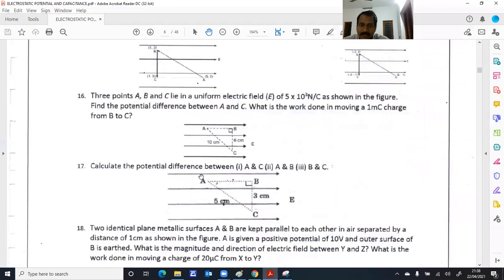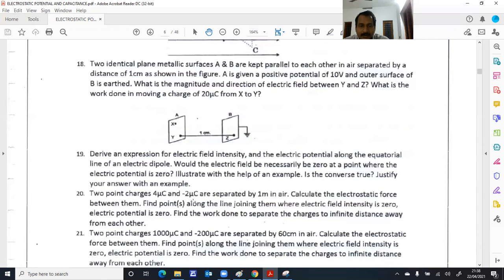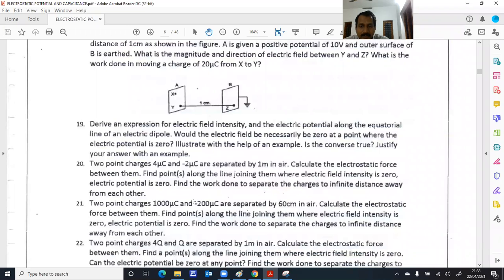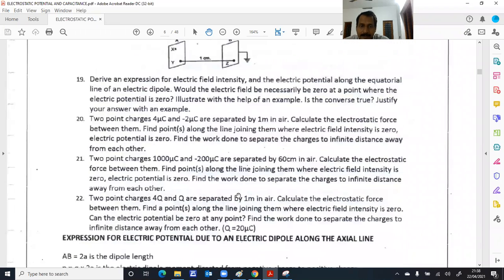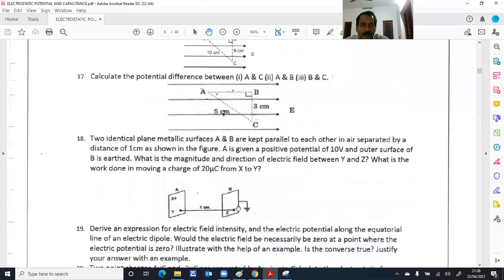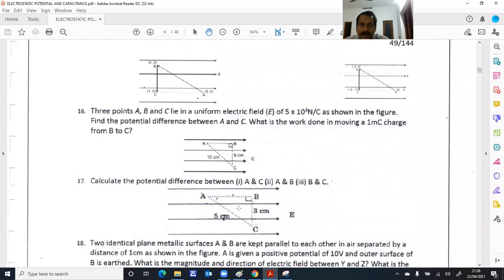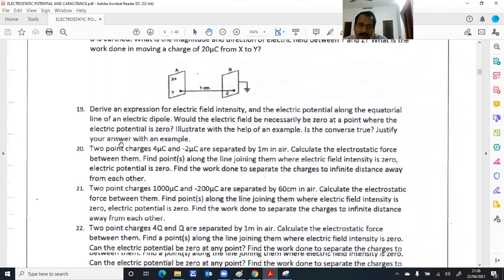You can mark questions 16, 17, 18, till 22. That is, questions 16 to 22. And now you have exams. Those who don't have exams, try. For those who finish the exams, after that you get time to try. It's only these five, six questions.